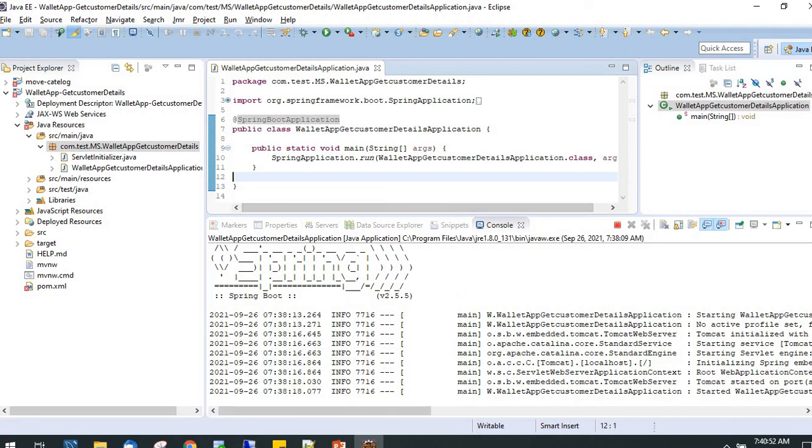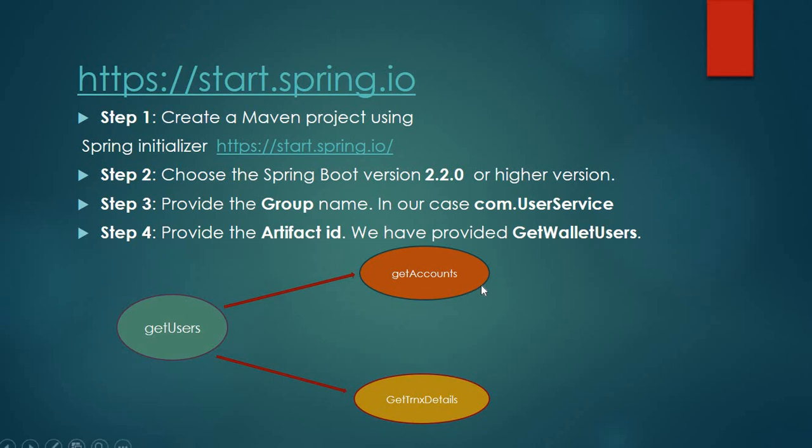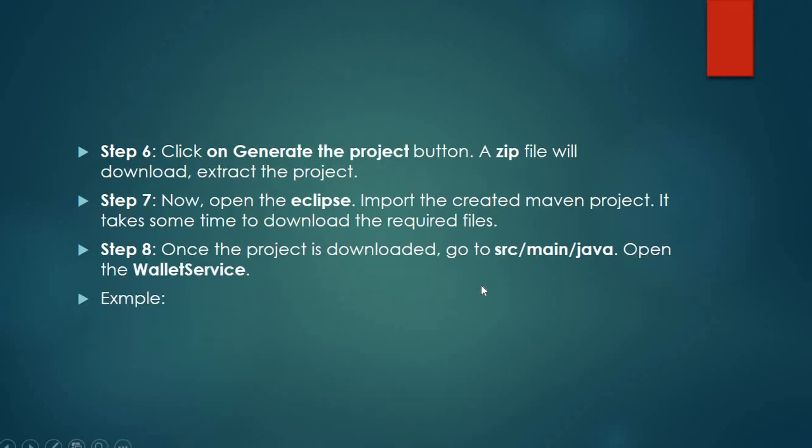So I hope you guys are clear on how to create a microservice, and how we can import the project into our Eclipse, right? Okay, thank you guys, thank you for watching this video. We'll see in the next video how we can communicate API to API or microservice to microservice.